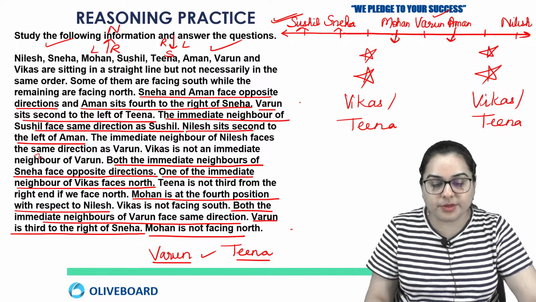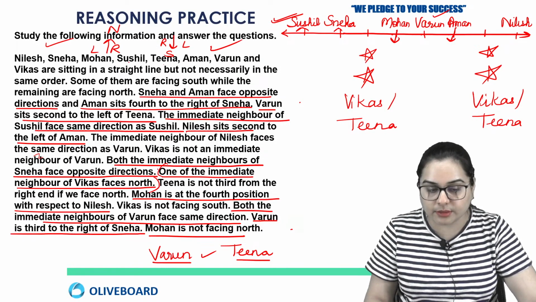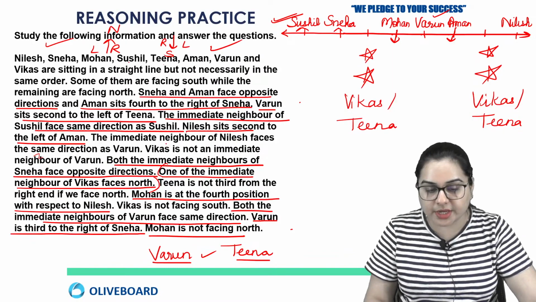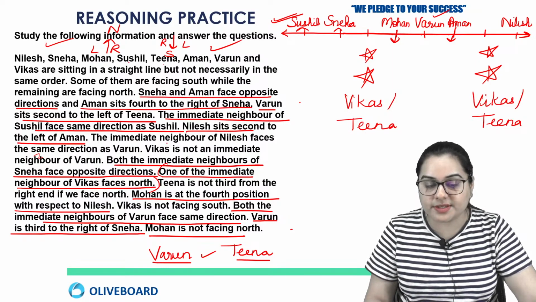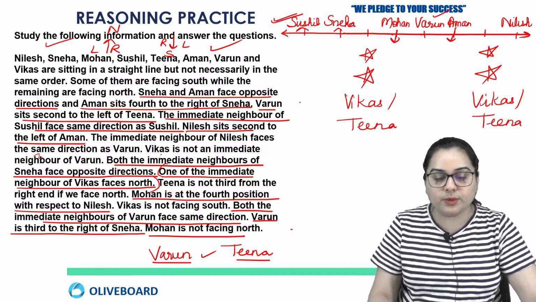Okay, any other information that we can pick? One of the immediate neighbors of Vikas faces north. This is what he says. So we are going to consider this information later on. Okay, so the immediate neighbor of Nilesh faces the same direction as Varun, sorry, it is about Varun. So where are we going to fill it now?